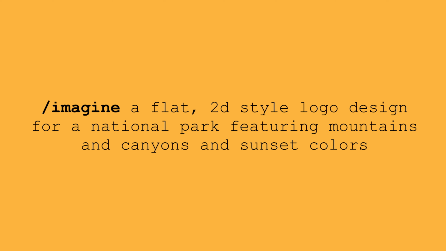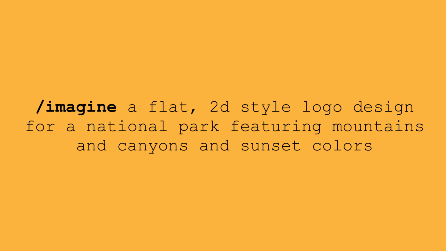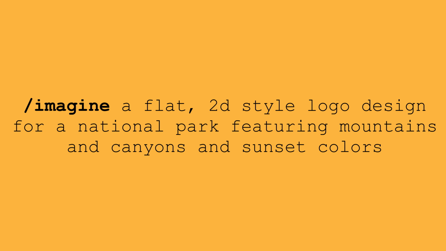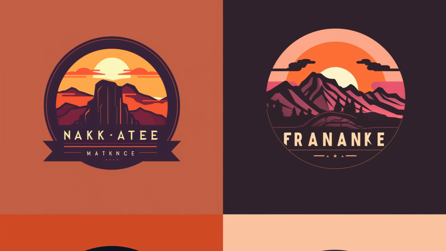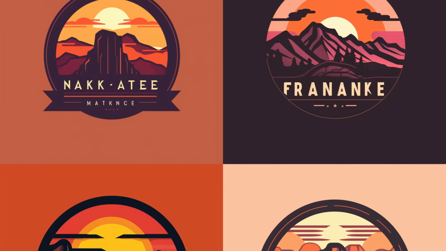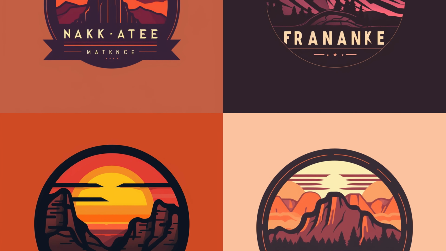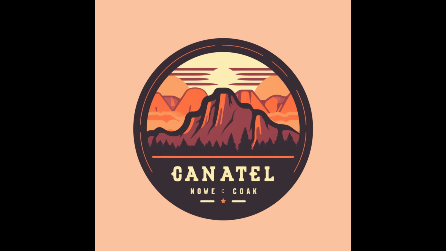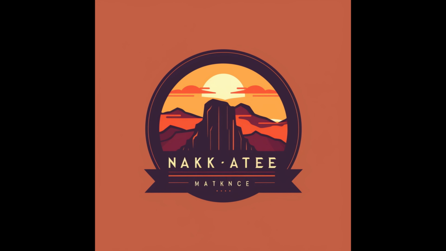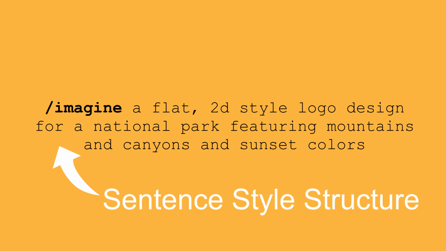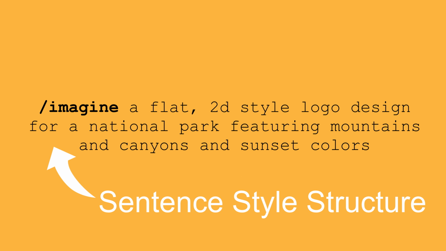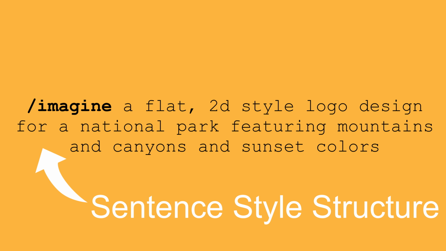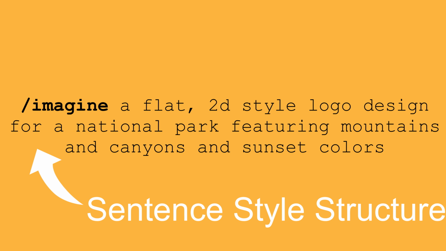For this one, I used /imagine a flat 2D style logo design for a national park featuring mountains and canyons and sunset colors. And you can see here the initial results that Midjourney gave us. These all look really good. And then I upscaled my 2 favorite, which are this one, and they both look great. And you'll notice that for the prompts for these designs, I used a longer written out sentence. And this is the type of structure that Midjourney version 5 recommends when you're writing prompts.